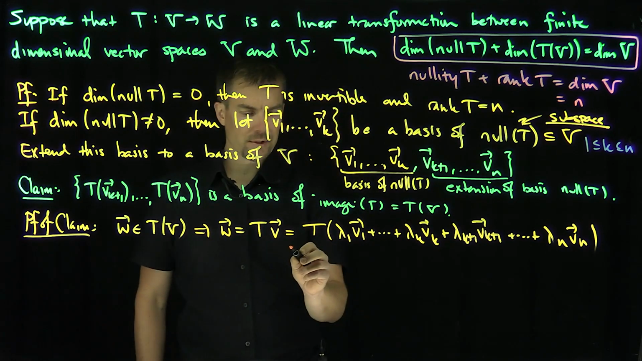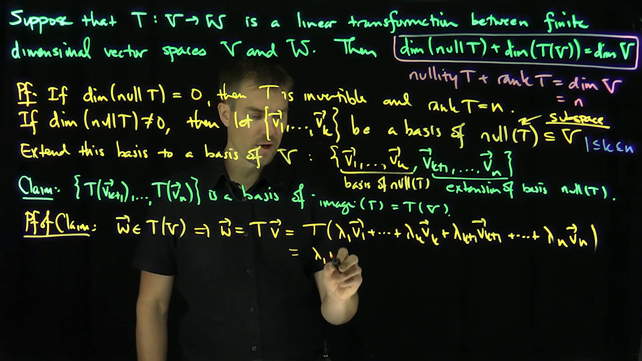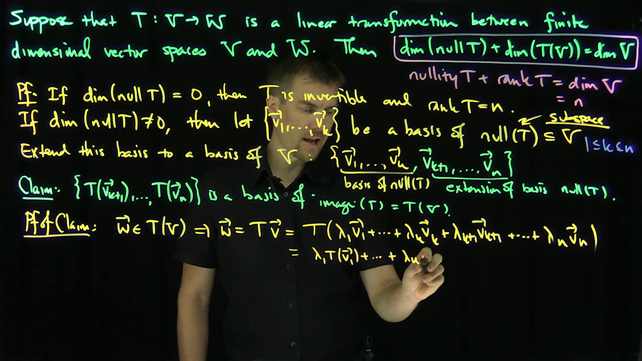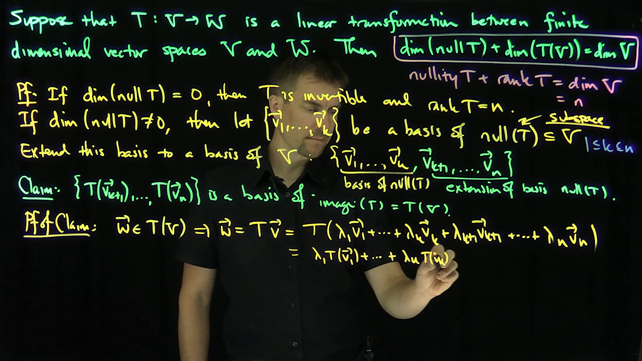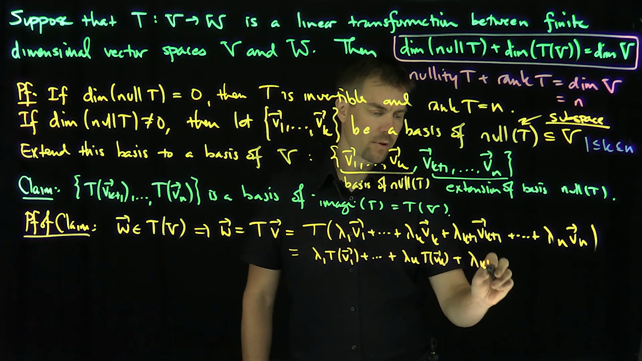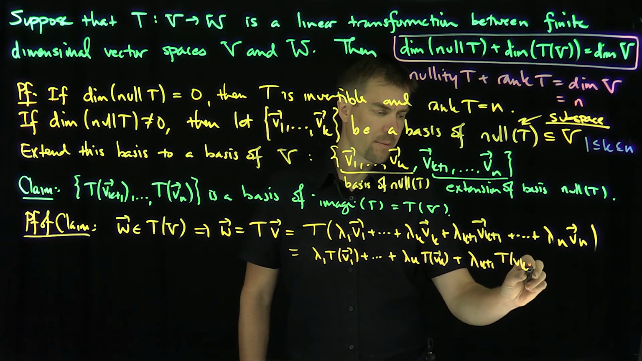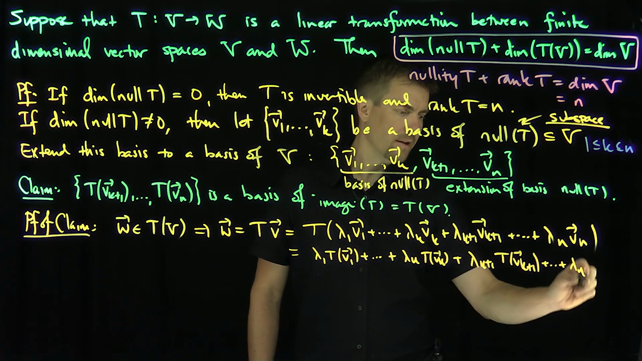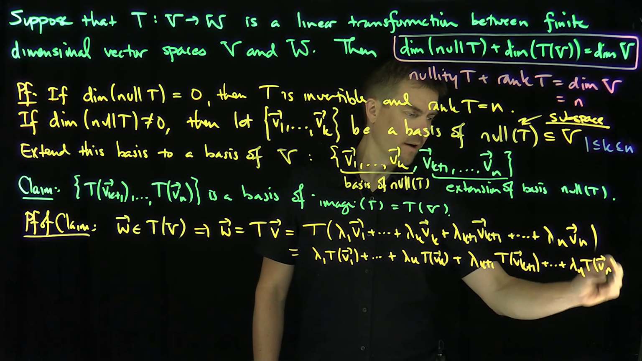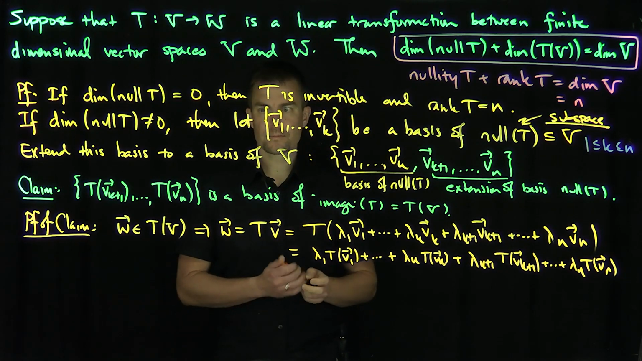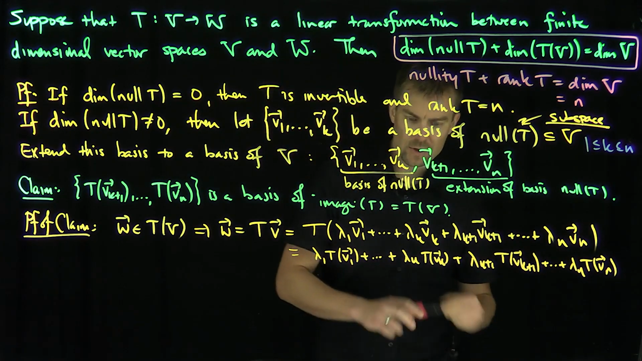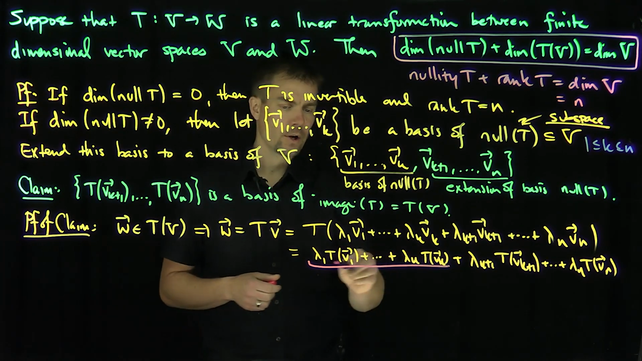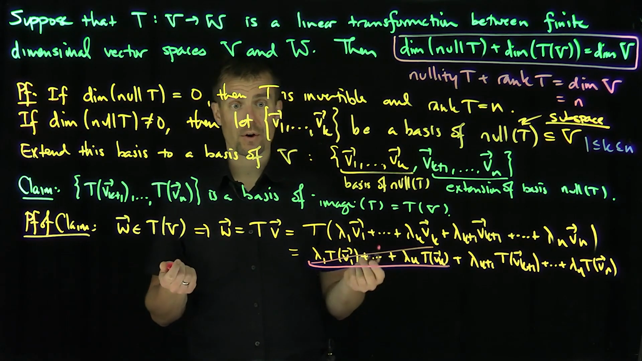Now by linearity, this is going to be lambda 1 T of v1 plus lambda k T of vk plus lambda k plus 1 T of v k plus 1 all the way down to lambda n T of vn. Great. And so what have we just shown? These first k elements are elements of the kernel, that's the basis of the kernel, so all those things are equal to 0 since they're in the kernel.